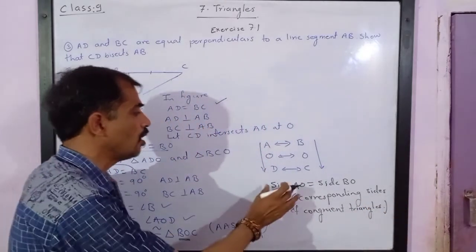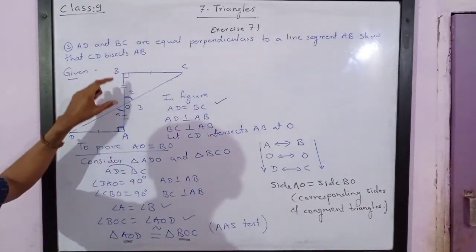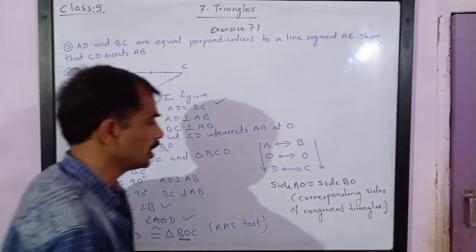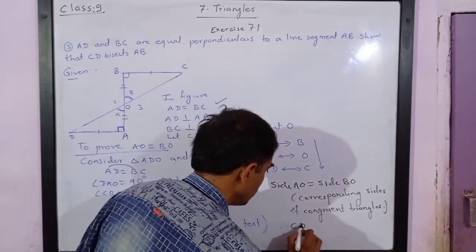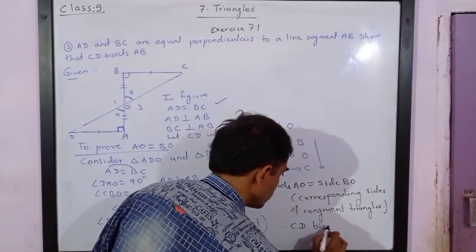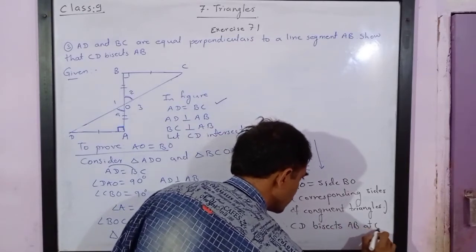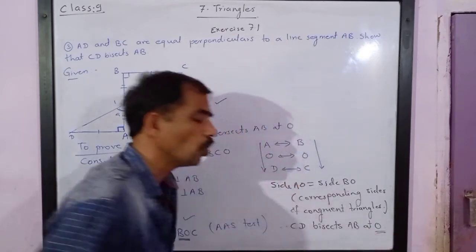Hence, now we have said that AO is equal to BO. It means CD bisects AB. Therefore, I can say that CD bisects AB at intersection point, that is at O.